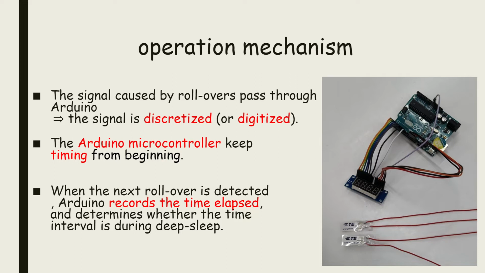Our main goal is to record a person's deep sleep time. People roll over less in deep sleep than in light sleep. We use this property to determine whether the time interval we recorded is during deep sleep.